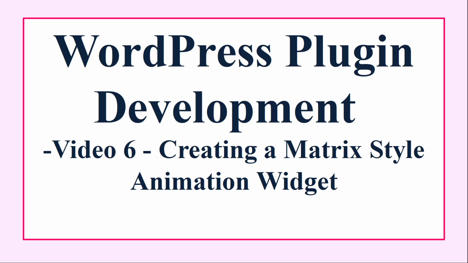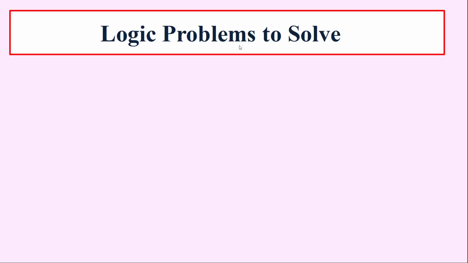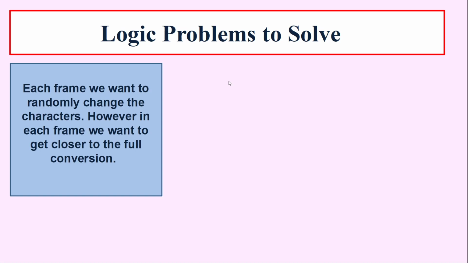Before I tell you the tasks that I'm going to do, I want to talk about the logic problems to solve. With JavaScript or any kind of programming language, it's not the coding that's the difficult bit, it's figuring out the best way to do it. We need to make a frame where we randomly change the characters. However, after each frame we want to get closer to the full conversion from one phrase to the other.